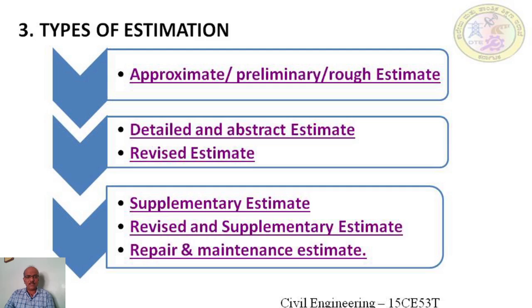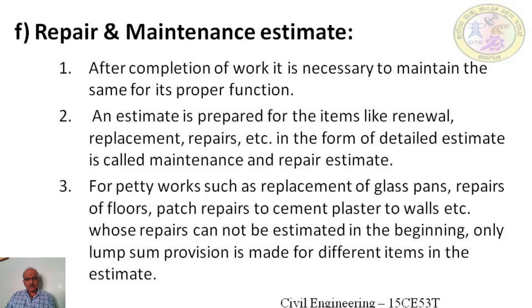The last one is the repair and maintenance estimation. After completion of the work, it is necessary to maintain the building for its proper function, and for those maintenance and repair works, the estimation is prepared for items like renewal, replacement, repairs, etc. in the form of a detailed estimate, called the maintenance and repair estimate. The petty works such as replacement of glass, repair of floors, patches, repairs to the cement plaster and walls, etc. cannot be estimated in the beginning. Only lump sum provisions are made for the different items in the estimate.